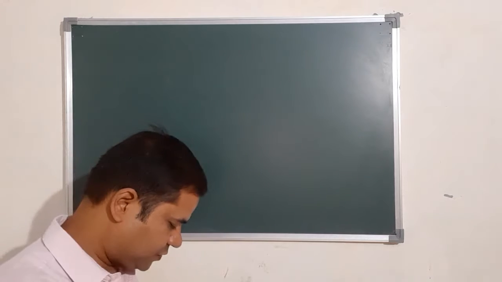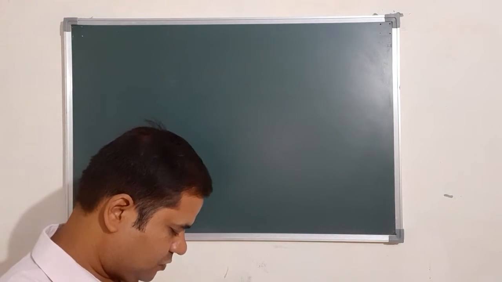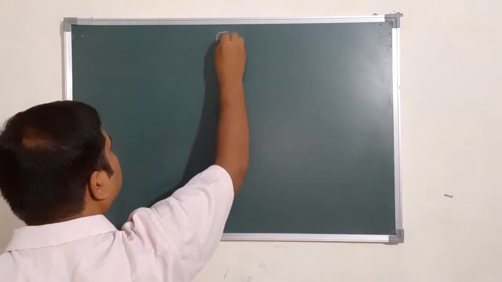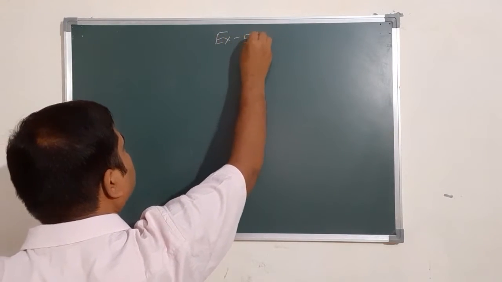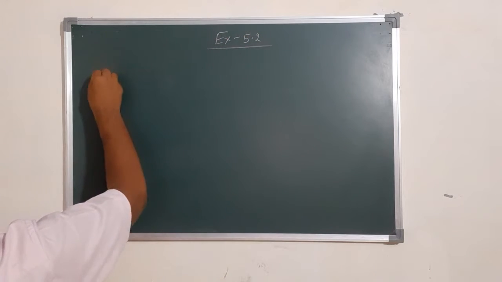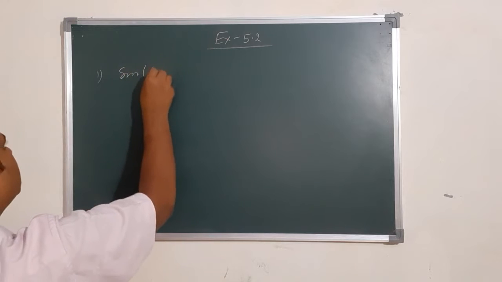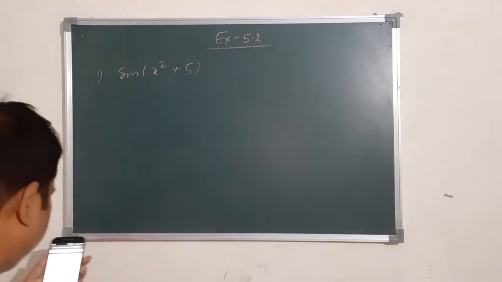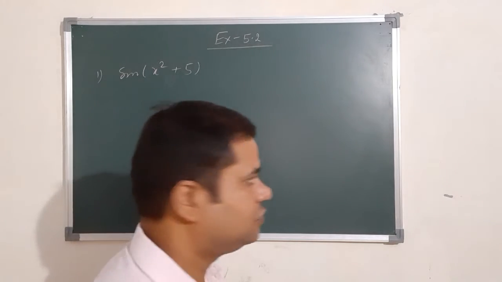Exercise 5.2 from NCERT we are going to discuss. First question is sine of x square plus 5. As you know, we use here the chain rule. So what is chain rule?